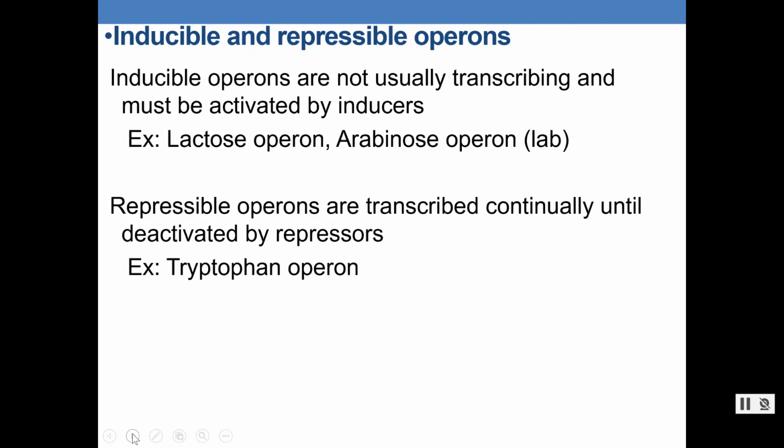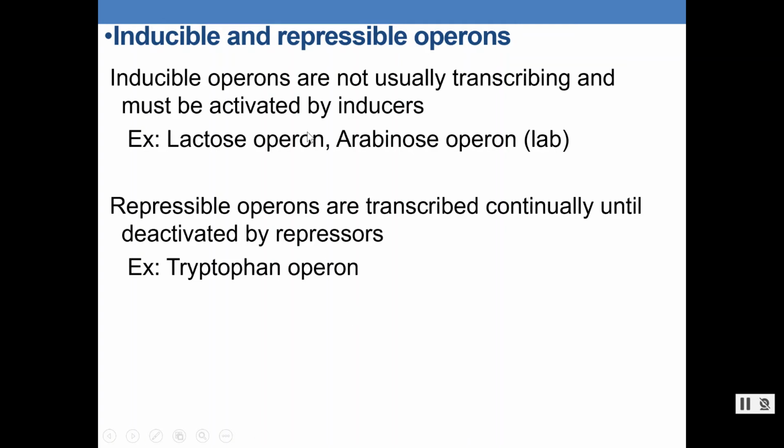That contrasts with the other category, repressible operons. Repressible operons are usually transcribed. It's something the cell needs most of the time. So its normal configuration is on, so it's transcribed. But if it gets to a point where you don't need it to make any more of those proteins, it can be repressed or turned off. So repressible operons are always transcribed, but they can be deactivated, turned off, repressed by some proteins we call repressors.